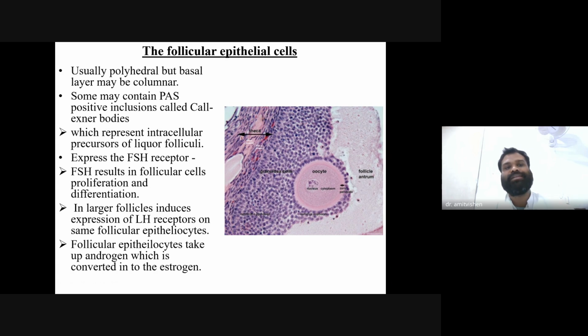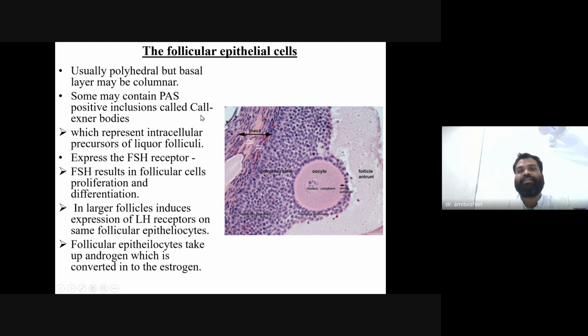Basically, follicular epithelial cells are polyhedral, but its basal layer may be columnar. It is very important. And if we see the PAS positive inclusions in this, these PAS positive inclusions are known as Call-Exner bodies. So this question many times will be asked in the exam also.